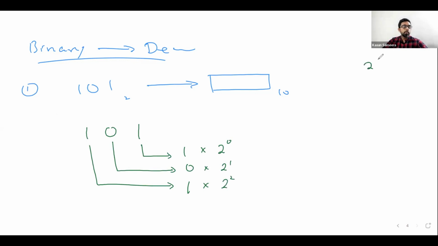Then you should remember these values. 2 to the power 0 means 1.